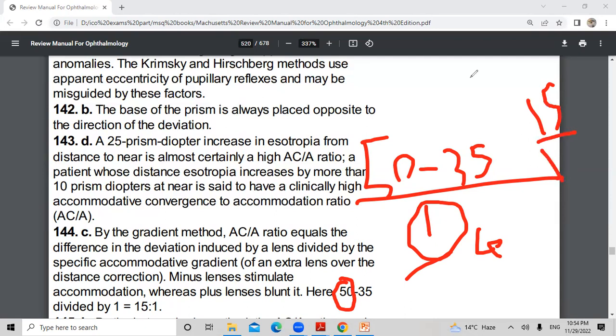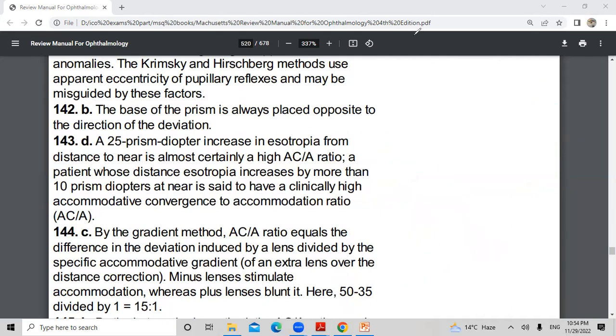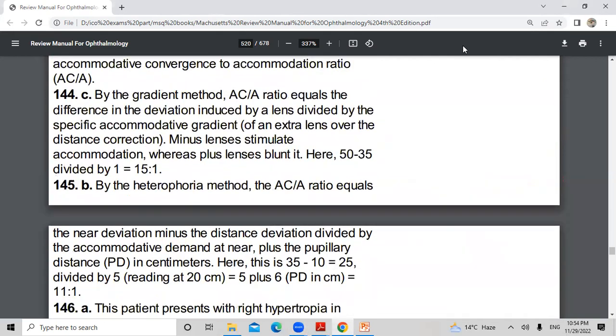This is the gradient method. You use a lens of a certain power that will lead to the near angle, then you subtract from it the typical near angle at 20 centimeter, or at the distance that they give you. Then you divide it by the power of the lens. This is in a simple way.